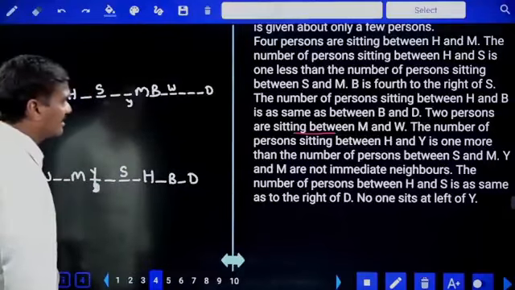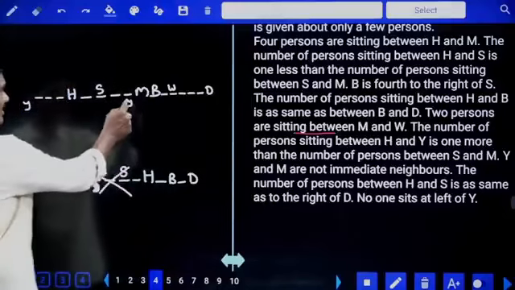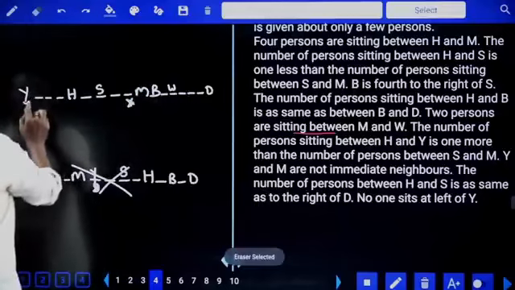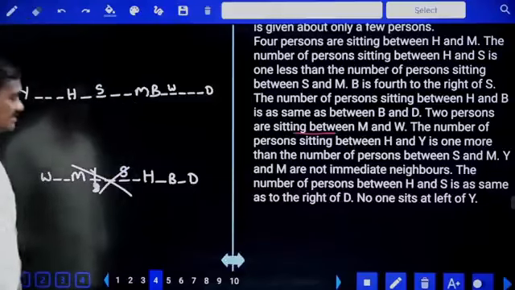And Y and M are not immediate neighbors. Here Y and M would be immediate neighbors, and this is ruled out. Here Y cannot be here because Y and M are not immediate neighbors. Hence Y must be at this place. Finally, this is the case left over. Done. Y is at this place.